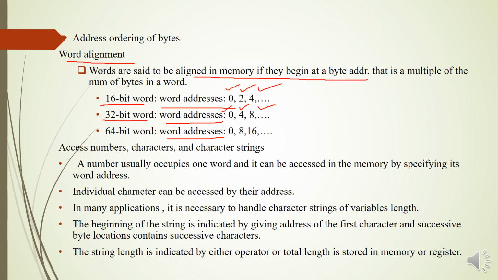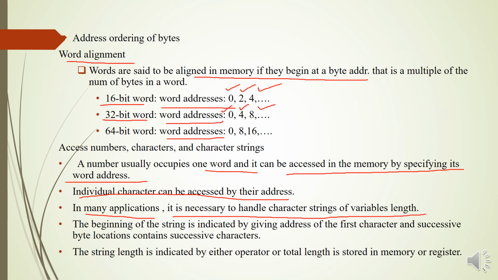In order to access numbers, characters and character strings, usually a number occupies one word and it can be accessed in the memory by specifying its word address. An individual character can be accessed by its address. In many applications, it is necessary to handle character strings of variable length. The beginning of the string is indicated by giving the address of the first character, and the successive byte locations contain the successive characters. The string length is indicated either by the operator, or the total length is stored in one of the memory locations or a register.